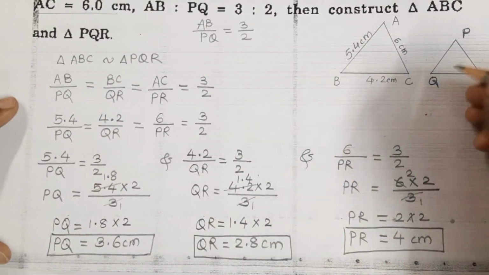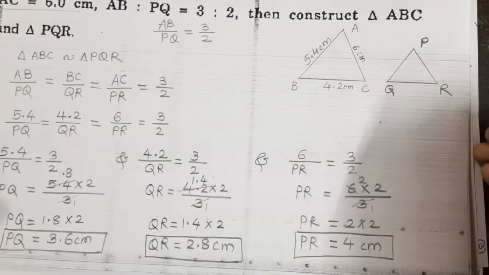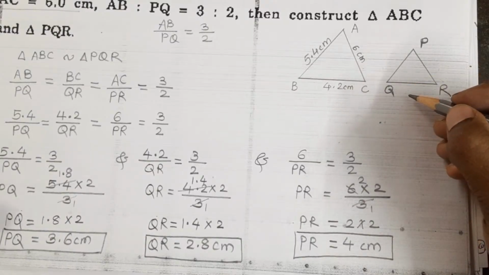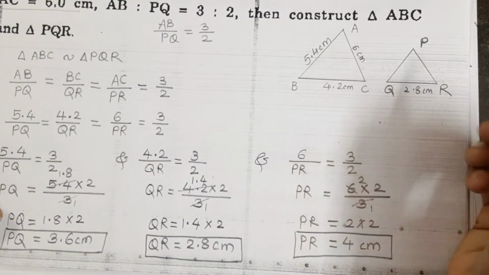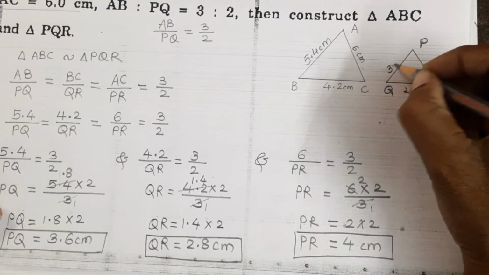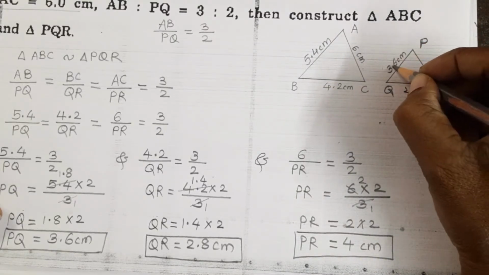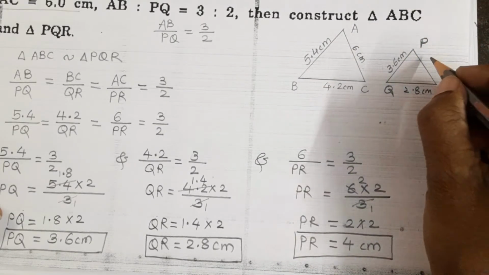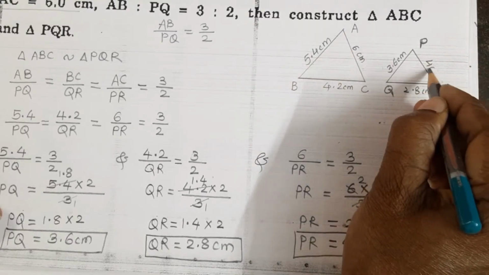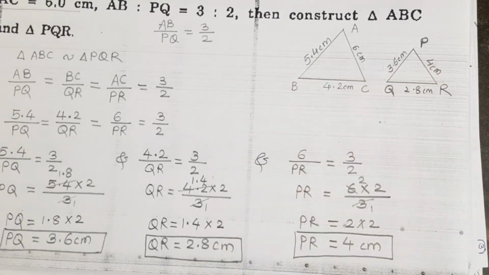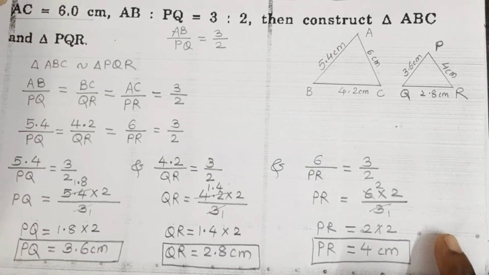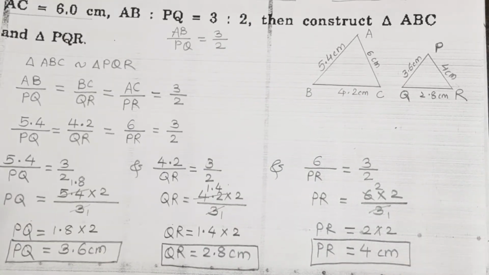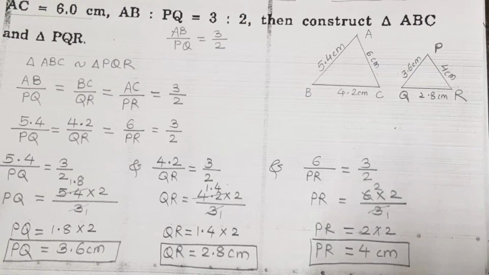So here I write down in this triangle that QR is the base, which is 2.8 centimeter, PQ is 3.6 centimeter, and here students, PR is 4 centimeter. Okay students, this way. So let us draw the figure of triangle PQR and triangle ABC on another paper.